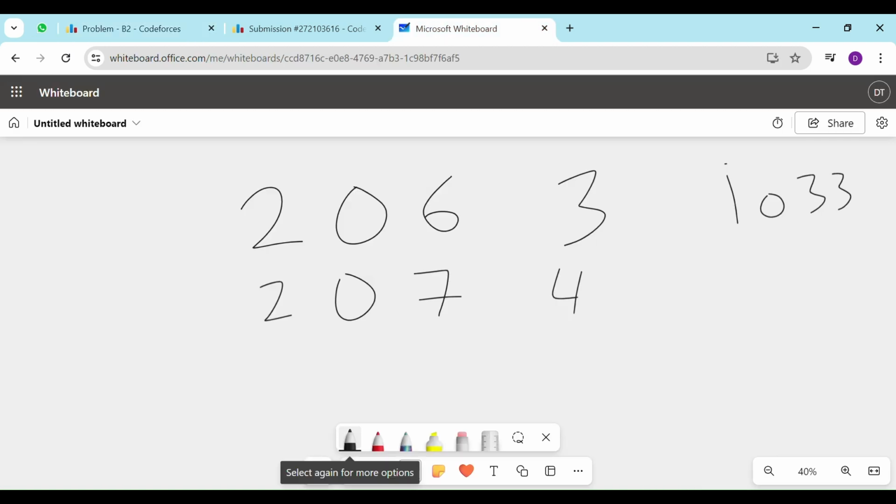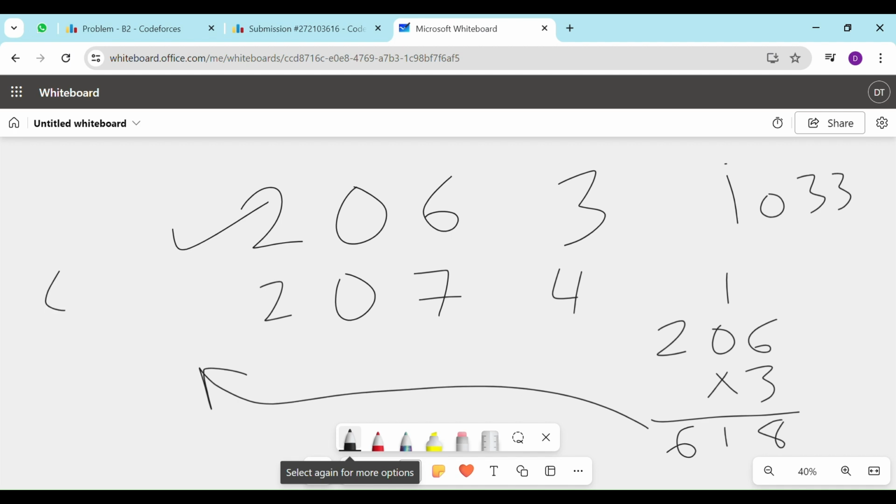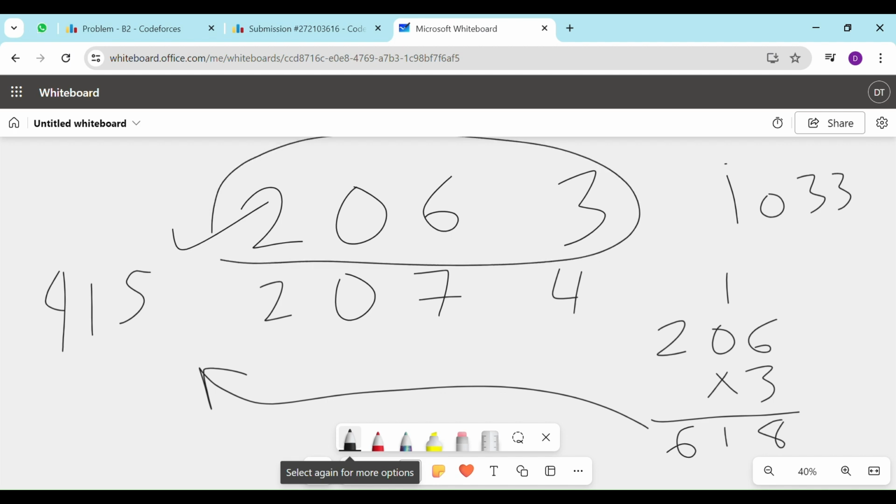Now first my priority will be to use the lesser element. I will use the lesser element, 206. 206 is there 3 times, right? 206 into 3 is 618, and so I will have 415 coins left if I use all 3 of these.